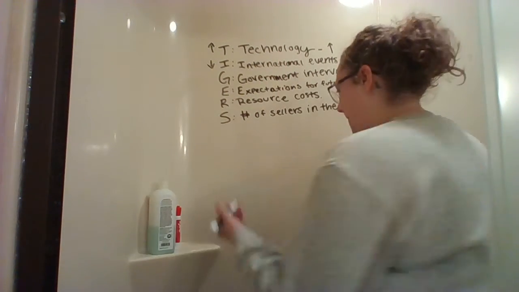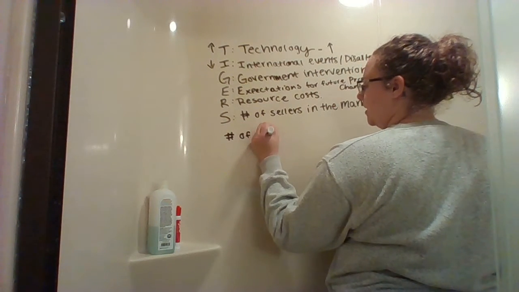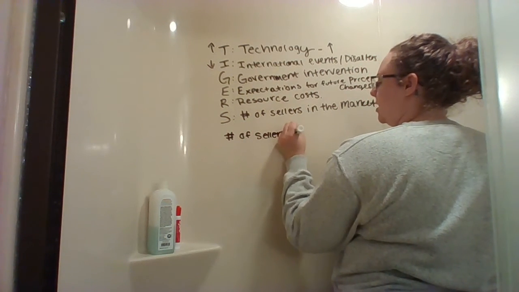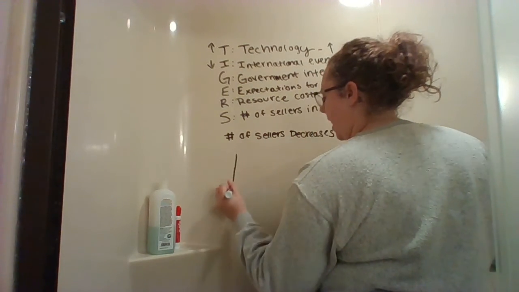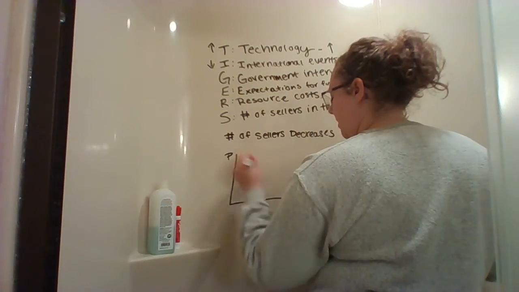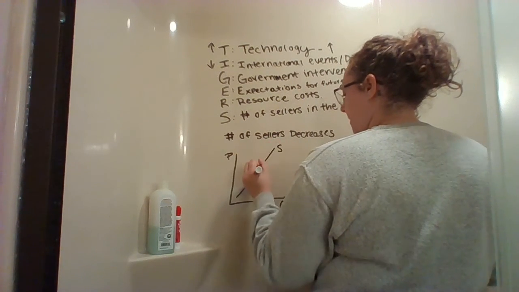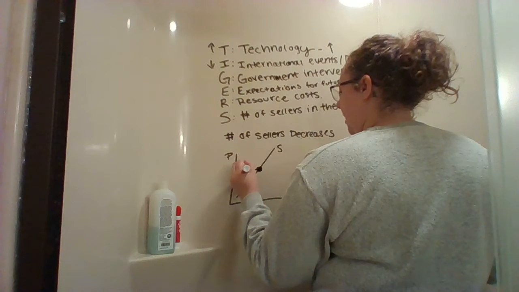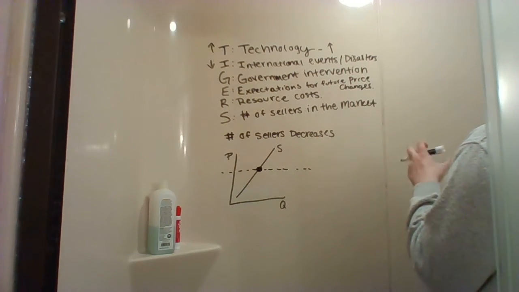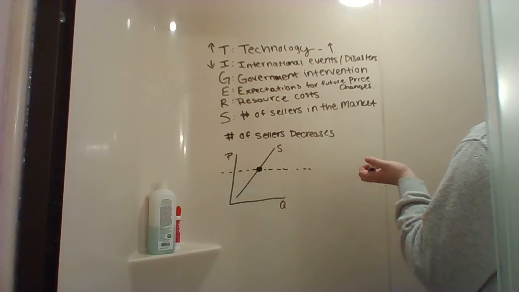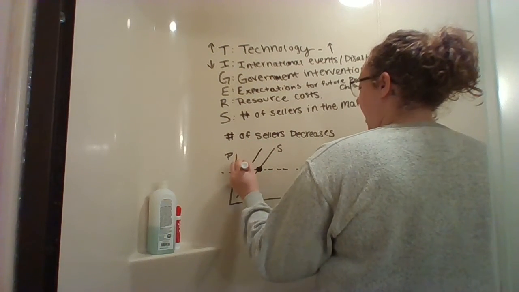Graph time. Number of sellers decreases. We're losing a business. What's going to happen to that line? Is it going to move to the left or to the right? What's going to happen to supply? Supply is going to decrease. We're going to have less of that item.